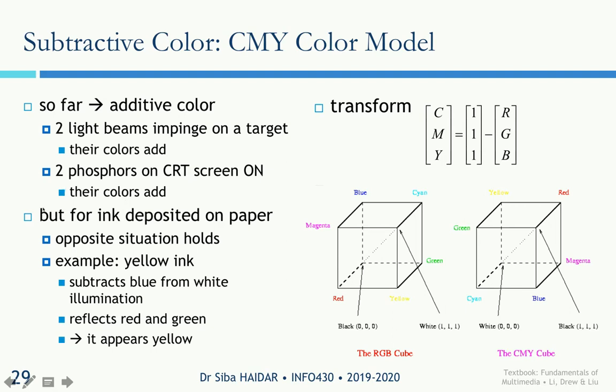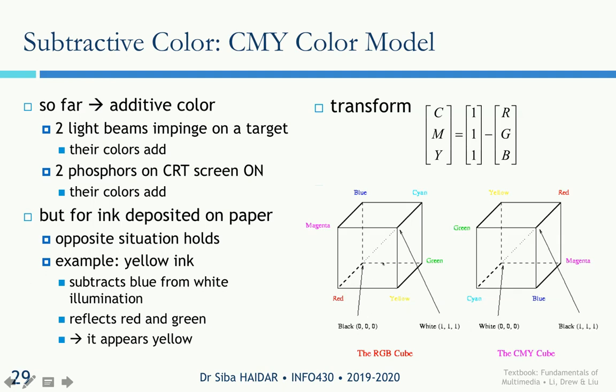But this does not apply to printing, because you don't print on a black paper, you print on a white paper. So for ink deposited on paper, the opposite situation holds. For example, if you print a yellow ink spot on the paper, what happens? Why do you see yellow? Because the yellow that is put on the paper will subtract the blue from the white illumination, because the paper is white and the light is white, so the yellow spot will subtract the blue.